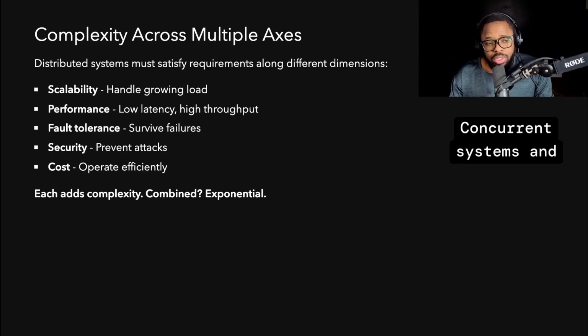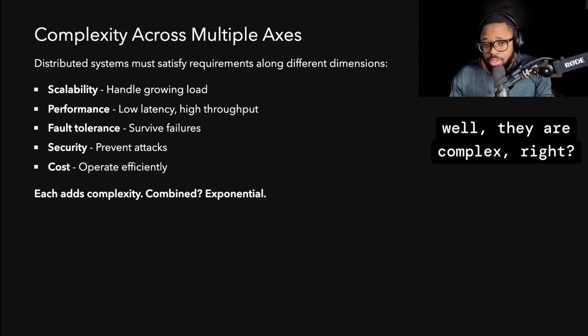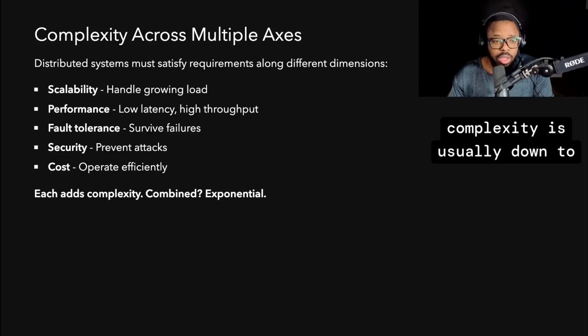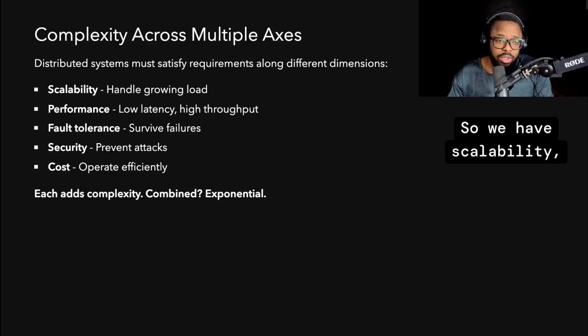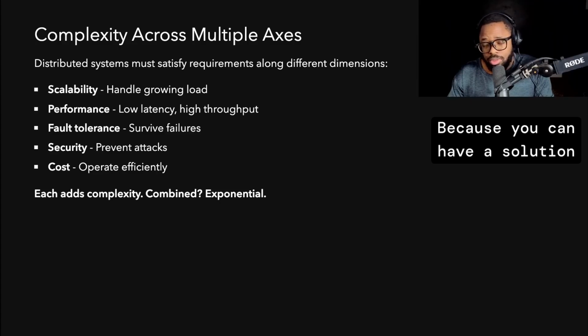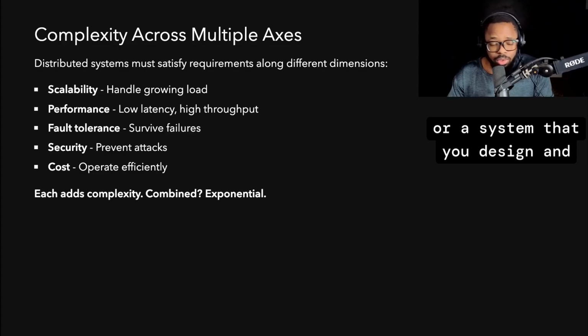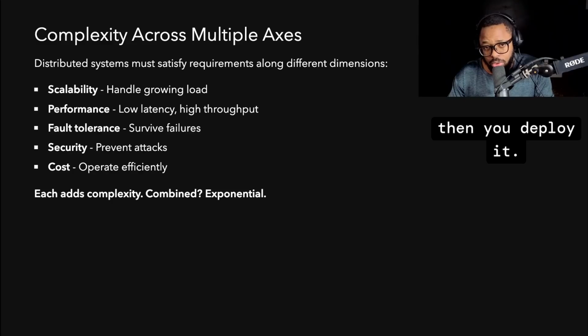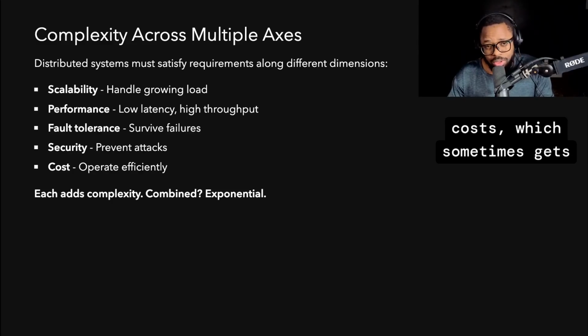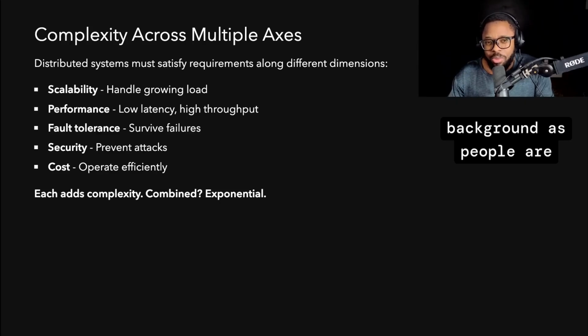So concurrent systems and distributed systems, they are complex, right? And the reason for the complexity is usually down to different things. So we have scalability, performance, fault tolerance, security, and also just the cost, right? Because you can have a solution or a system that you design and then you deploy it and it basically bankrupts you. So you also have to watch out for costs, which sometimes gets somewhat relegated to the background as people are building these systems.